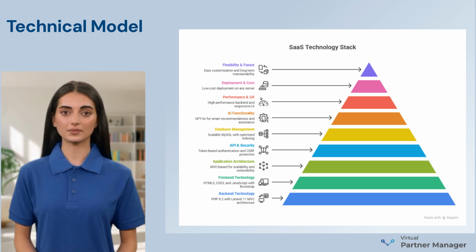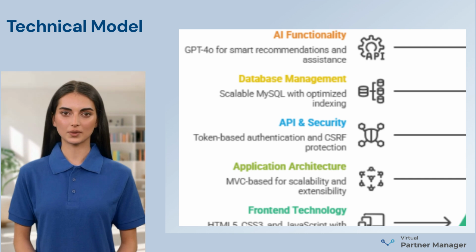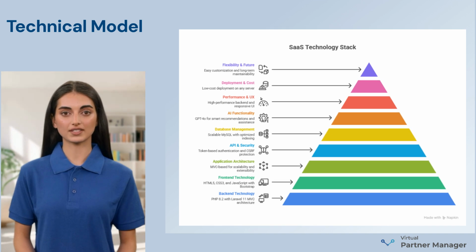Then we have API and web security. We use secure web APIs built with token-based authentication and cross-site request forgery, CSRF, protection for web requests to prevent unauthorized actions, as well as protection against common web vulnerabilities such as SQL injection and cross-site scripting or XSS.